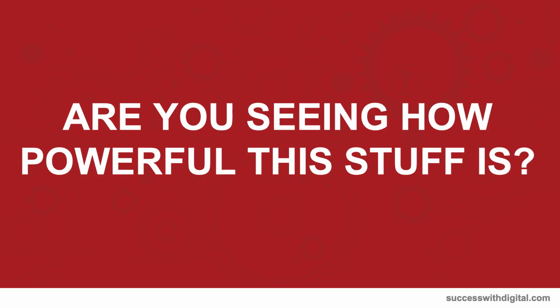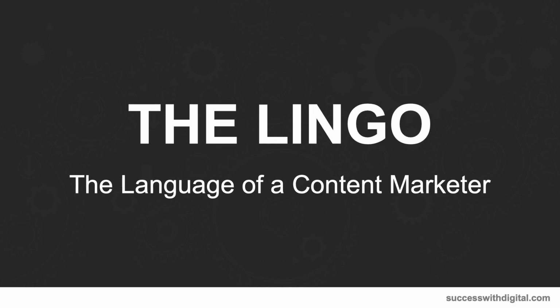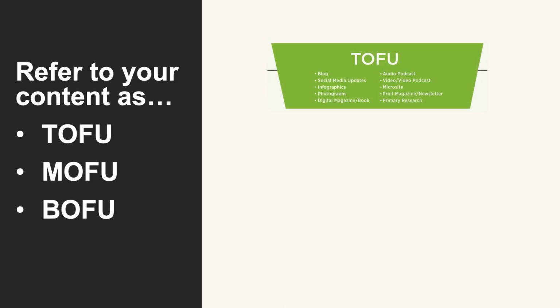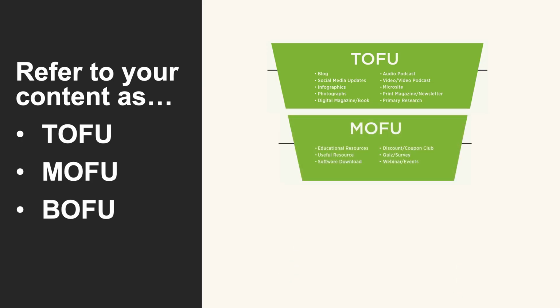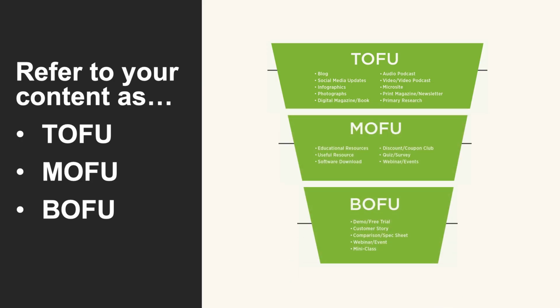All right, so now that we've talked about what content marketing is and how it works, let's look at some of the different lingo that would be used by a content marketer. When you start working with your team, or even if it's just you by yourself, that's okay, start referring to your content as TOFU, MOFU, and BOFU. What is the purpose of the type of content you're looking to create? Is it for the top of the funnel, the middle of the funnel, or the bottom of the funnel? Refer to your content by those stages, and it'll help you understand its purpose.